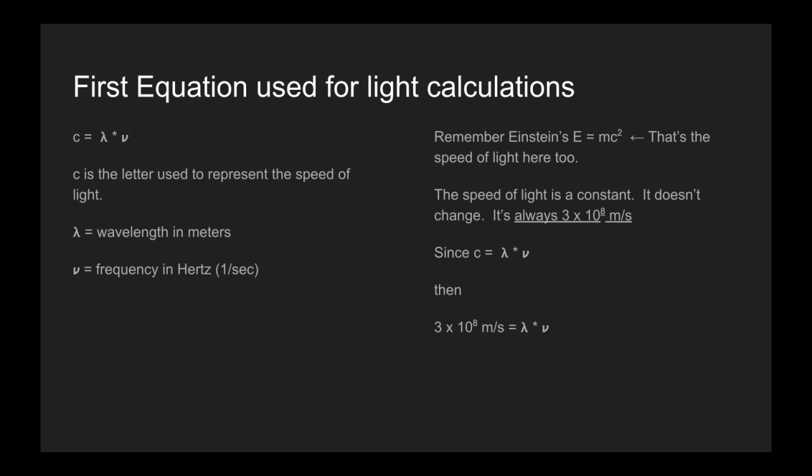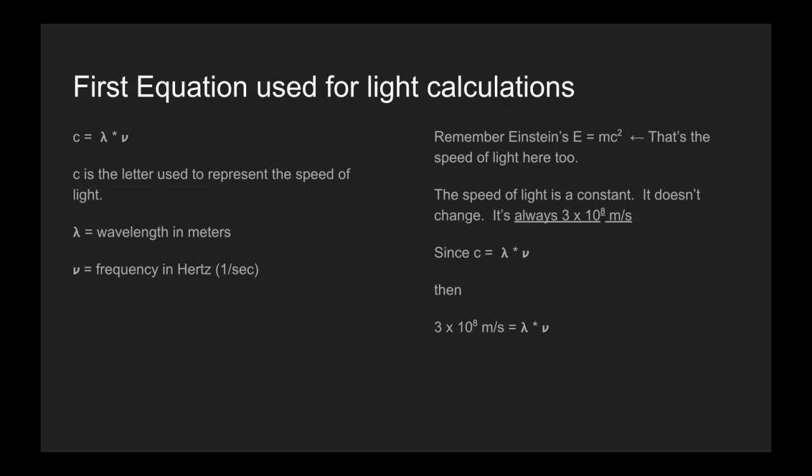And that's a constant, right? It's the speed of light through a vacuum, and it's not going to change. You will use this in every light calculation. C will always represent 3 times 10 to the 8th meters per second. Okay, so if you substitute in 3 times 10 to the 8th meters per second, you get that equation that you see on the bottom right.